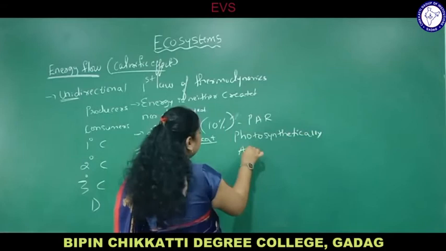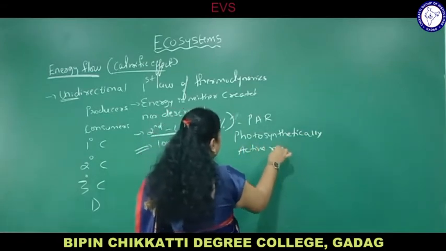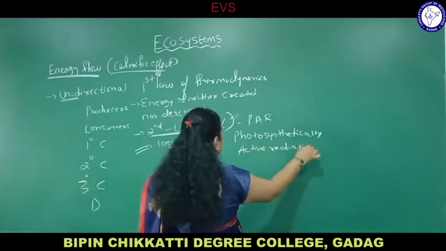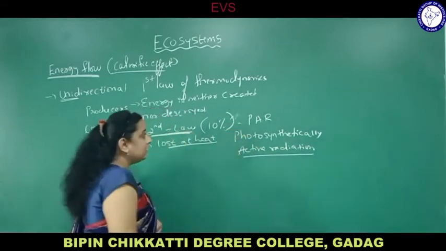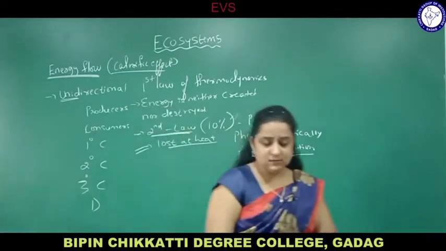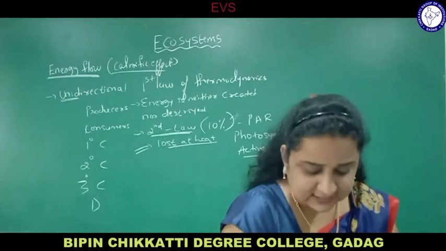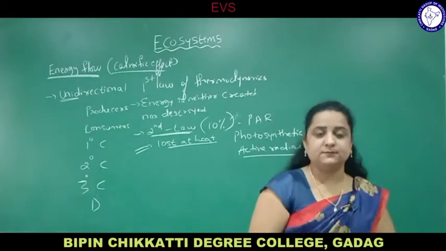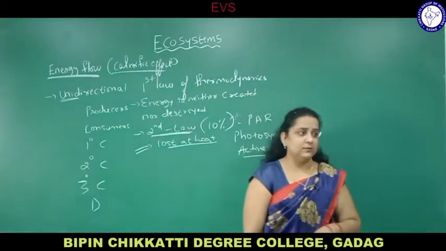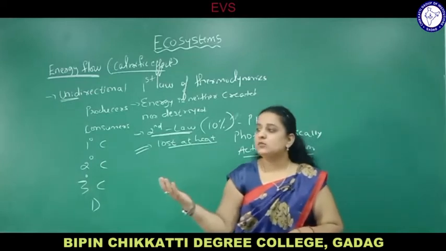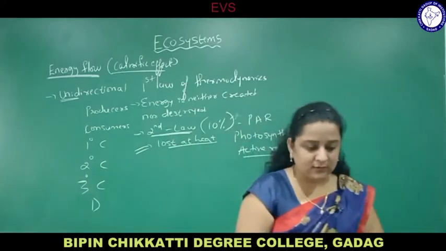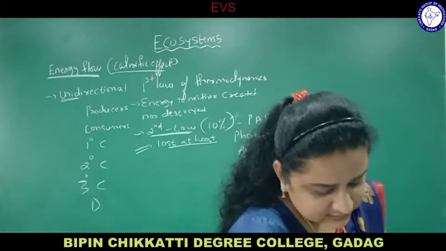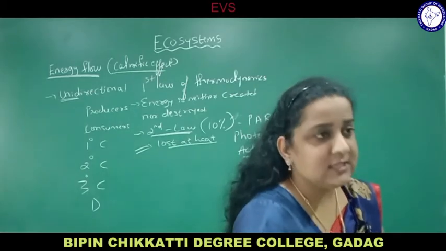Photosynthetically active radiation. Radiation is the sun's radiation. How much are you getting? Only 10%. The remaining is lost as heat. Okay. And that heat is being transferred to plants, animals, human beings. Especially plants almost require sunlight to carry out their photosynthetic activities. So thus the flow of energy is unidirectional.